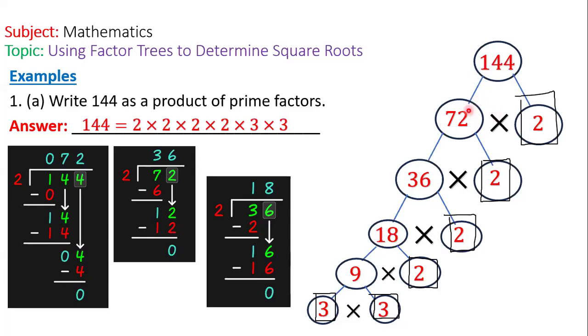So you just have to find 2 factors that go into the number and then just keep on breaking it down until there's no more. All right. Okay.